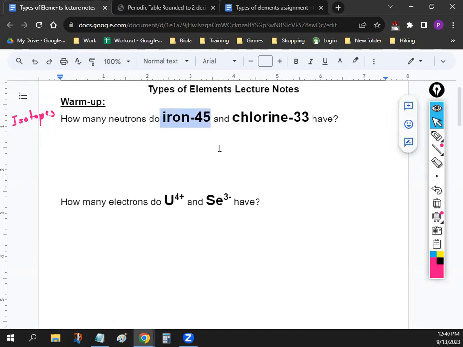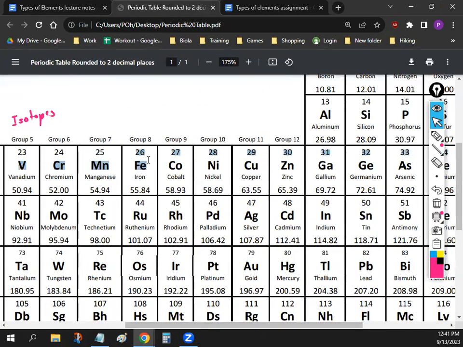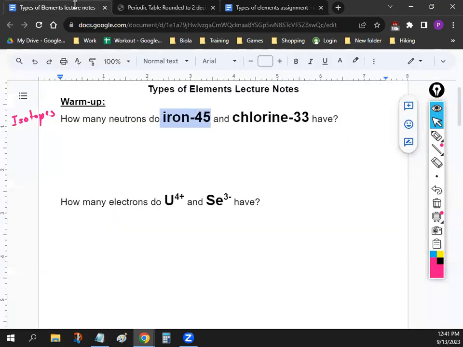So let's start with iron 45. First thing we want to do is figure out the protons. So since it's iron, doesn't matter if it's 45, it's going to have 26 protons. Okay, it's just a number on top of the box. So this guy is going to have 26 protons.